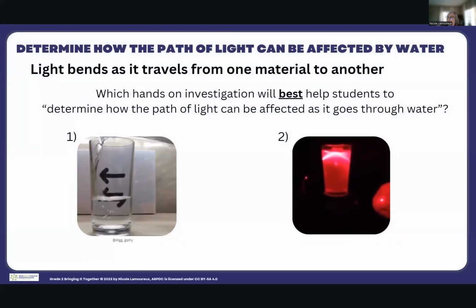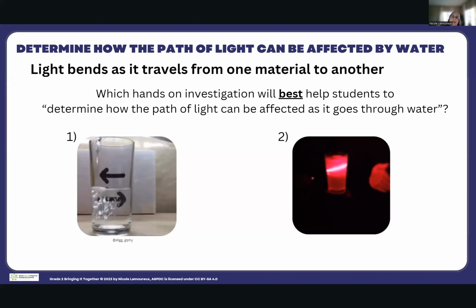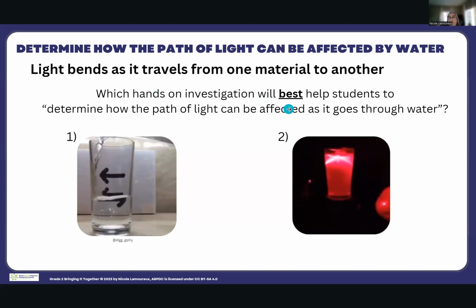So I'm going to pause for a minute, and I'd like you to just think about, so when we talked about our TQS, that we choose activities or resources that accurately reflect our curriculum and even the way that we assess. Think about this. We're talking about light bends as it travels from one material to another. And which hands-on investigation do you think will best help students to determine how the path of light is affected as it goes through water?